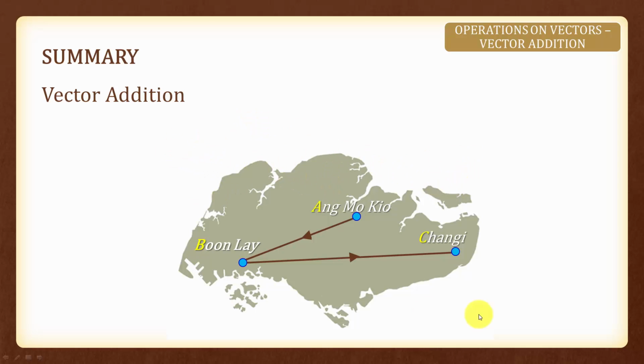We have a map of Singapore here with 3 locations: Ang Mo Kio, Boon Lay, and Changi. Vector AB plus vector BC is equal to vector AC. Here, if we go from Ang Mo Kio to Boon Lay, and then Boon Lay to Changi, isn't it the same as going from Ang Mo Kio to Changi? And therefore, vector AB plus vector BC is equal to vector AC.